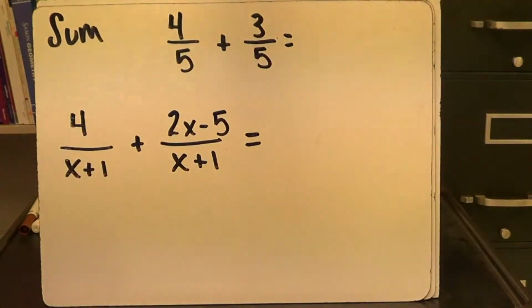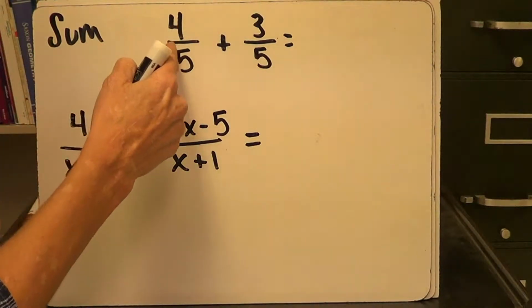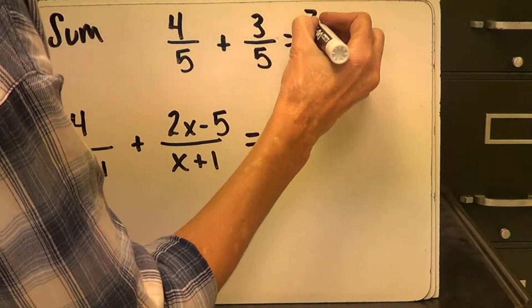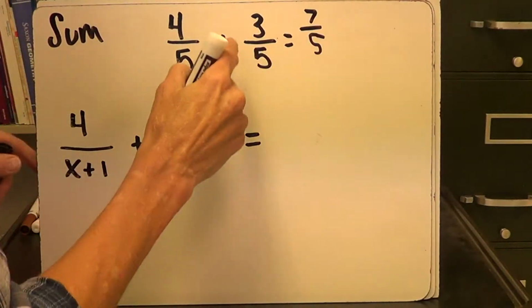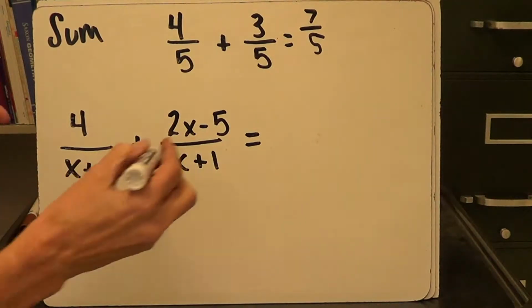So now we want to try adding rational fractions. Let's go back and add fractions. Okay? When the denominator is the same, we just add straight across, so it would be 7/5. But the denominator has to be the same. So for example with these, the denominator's the same.